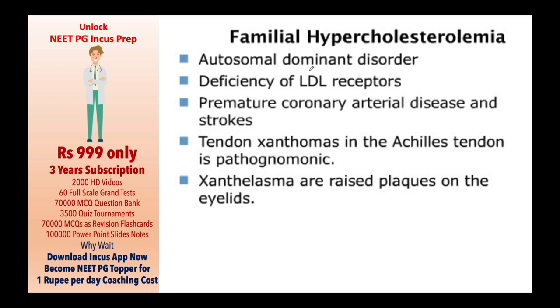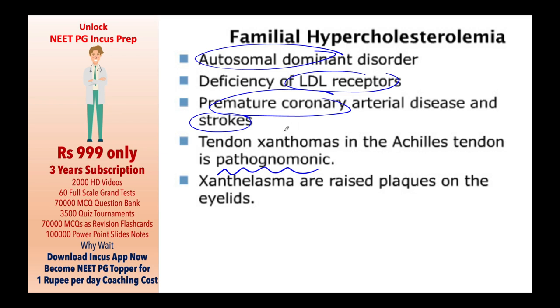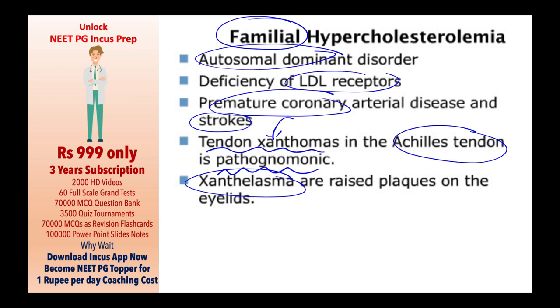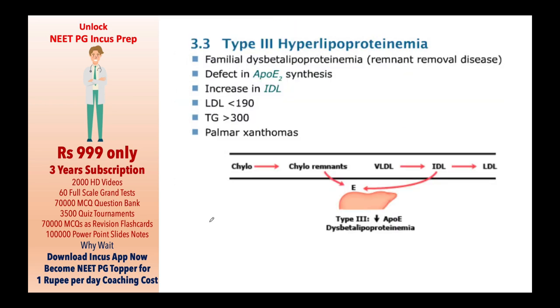Then you have familial hypercholesterolemia. It is also an autosomal dominant deficiency of LDL receptors. There is premature coronary arterial disease and strokes. Then what is pathognomonic, doctor? Tendon xanthomas on the Achilles tendon. Pathognomonic of familial hypercholesterolemia. Xanthelasma, which are those raised plaques on the eyelid, are classically found.